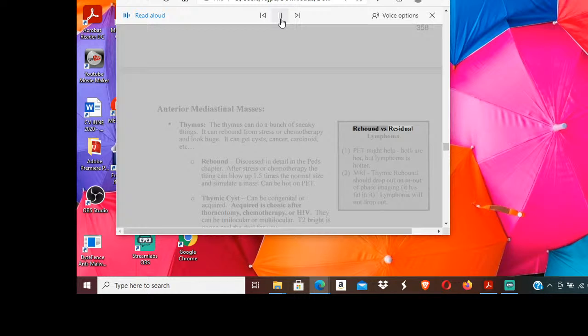Rebound vs residual lymphoma. 1. PET might help, both are hot, but lymphoma is hotter. 2. MRI: thymic rebound should drop out on in and out of phase imaging, it has fat in it. Lymphoma will not drop out.